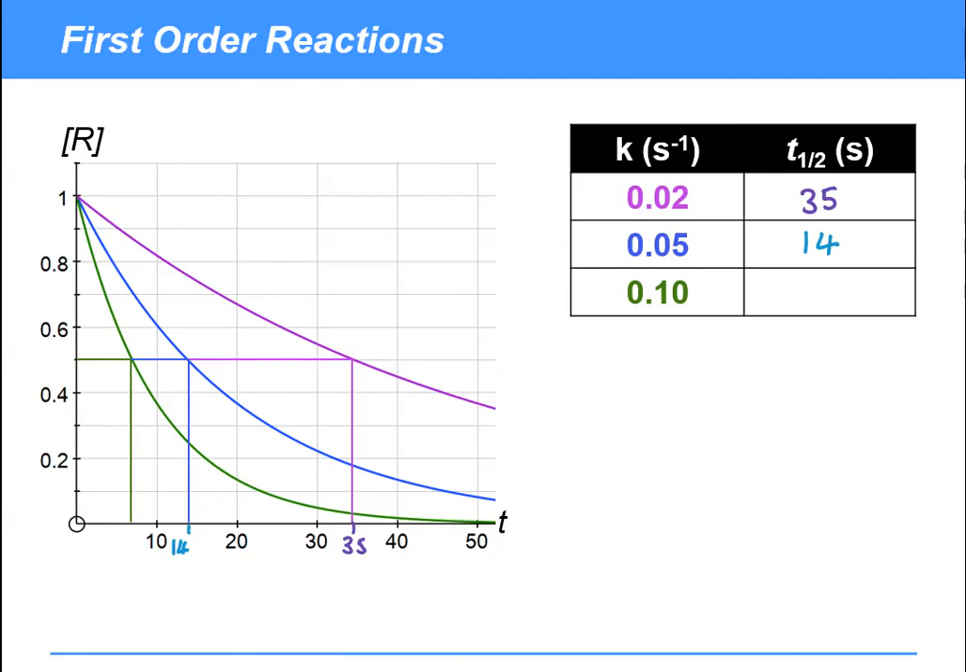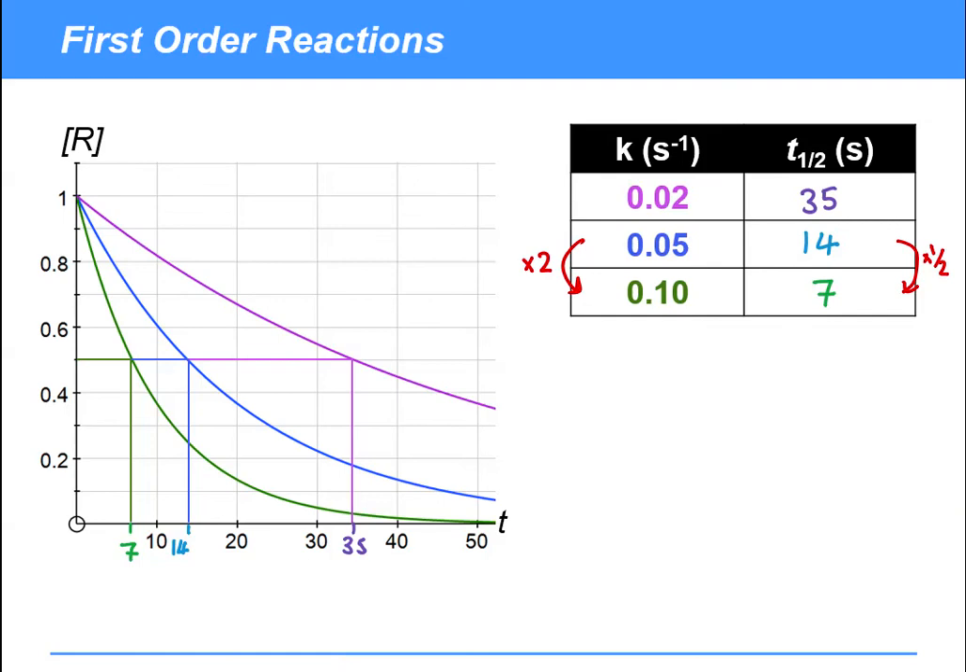And then if we go for the green reaction there, which we've gone up to 0.1, then the half-life there is about 7 seconds. So if we just think about this relationship here, to go from say the blue to the green line, we've got a doubling of k, but we've got a halving of the half-life. So we've doubled the rate constant, we've halved the half-life.